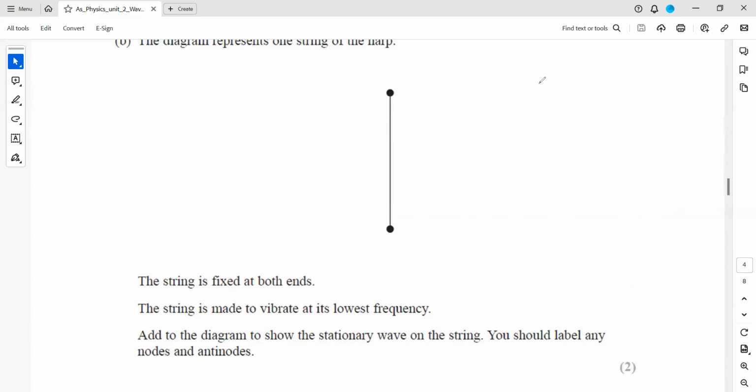Always remember, for a string instrument, always at the end, it will form a node. So this will be a node and this will be a node. That's the minimum pattern, and this will be an antinode. So how will the pattern appear? This is the minimum way it can vibrate, which is also known as the fundamental frequency or first harmonic. Add to the diagram to show the standing wave. For example, if this was a pipe instrument, then for a pipe instrument, at an open end, it will always be an antinode.